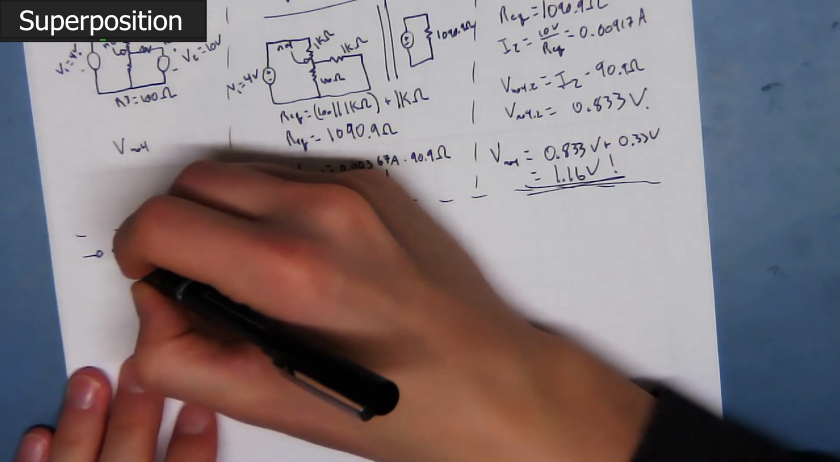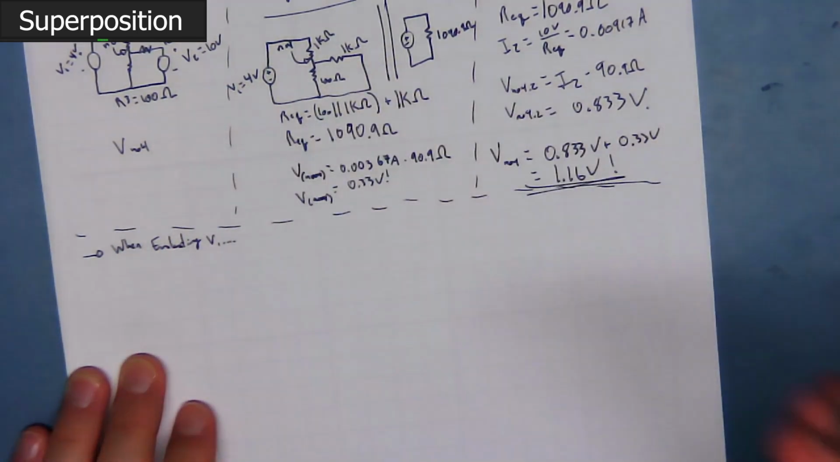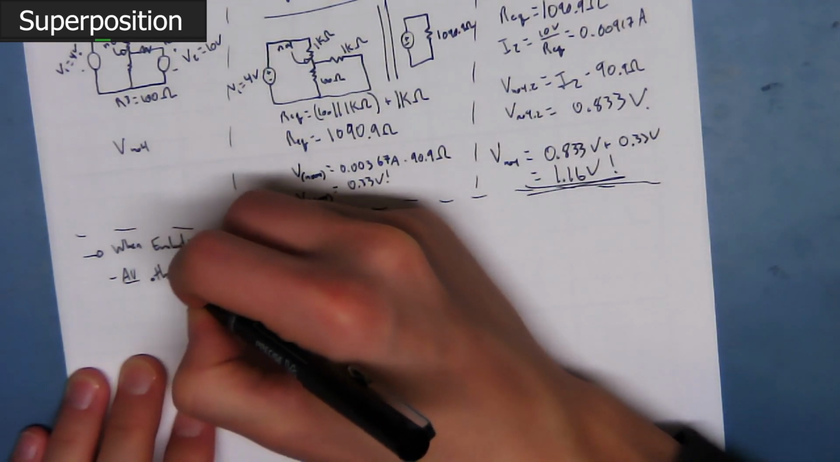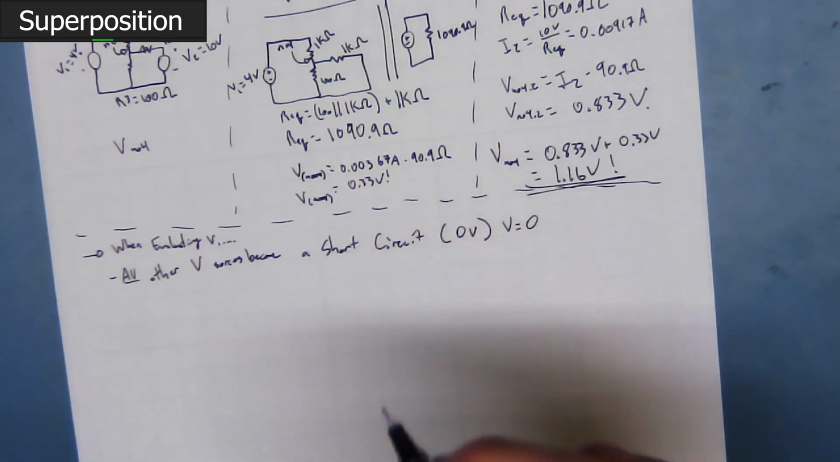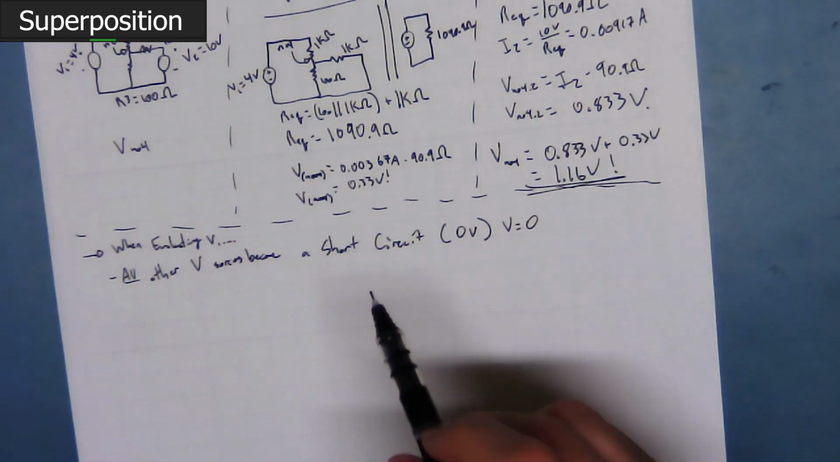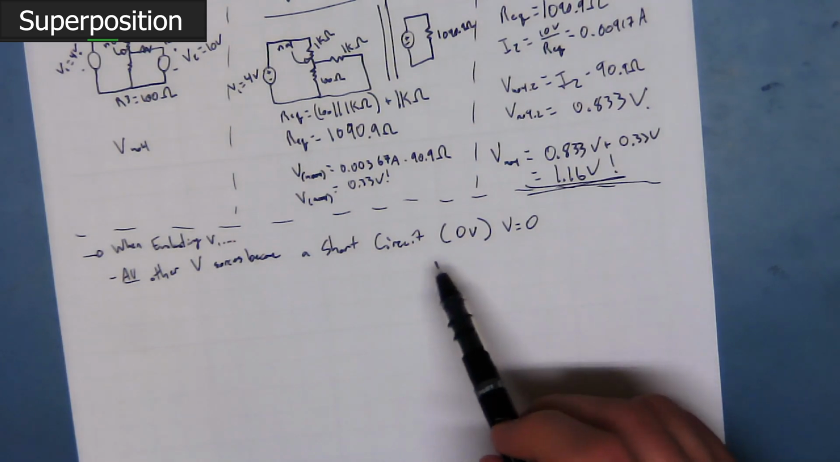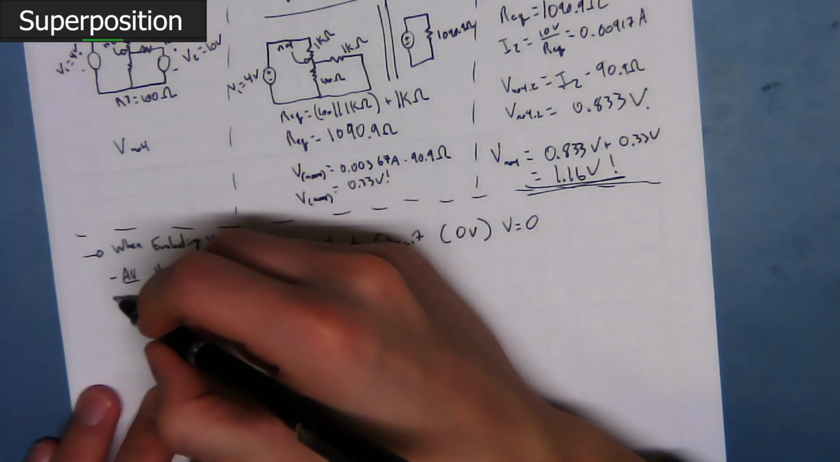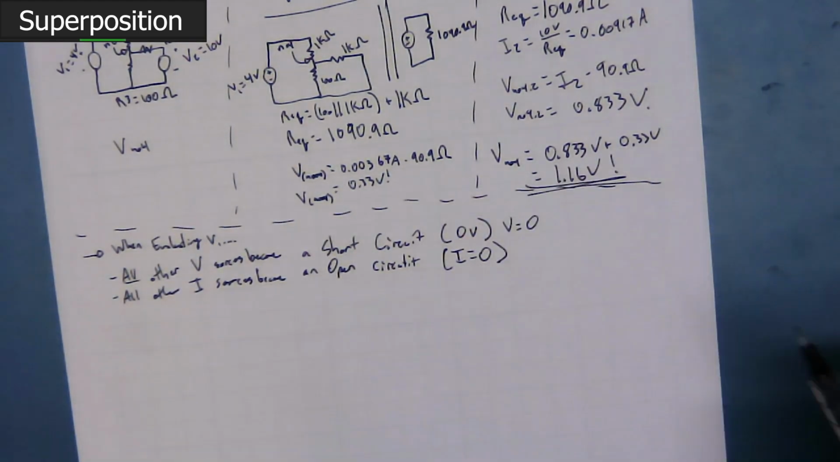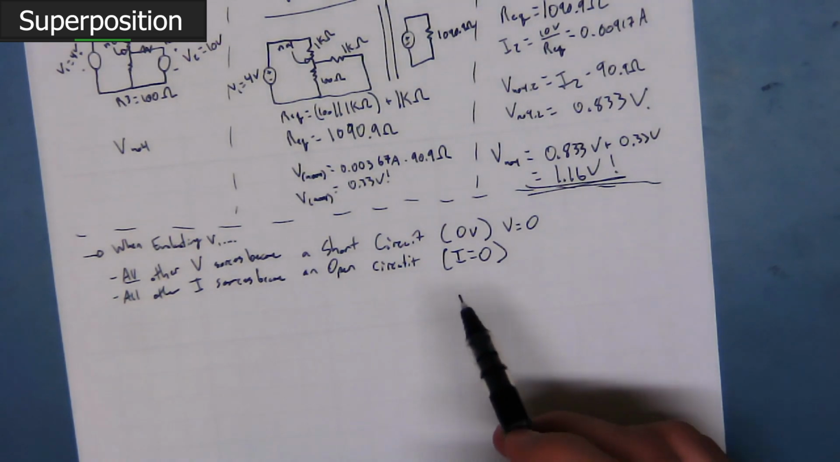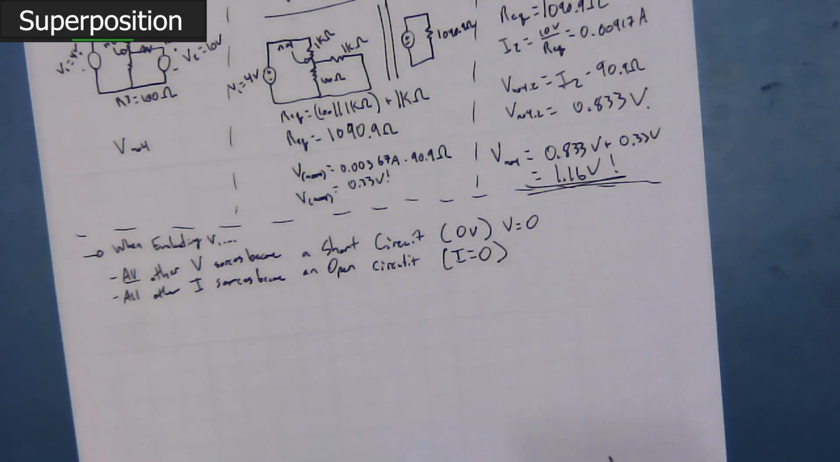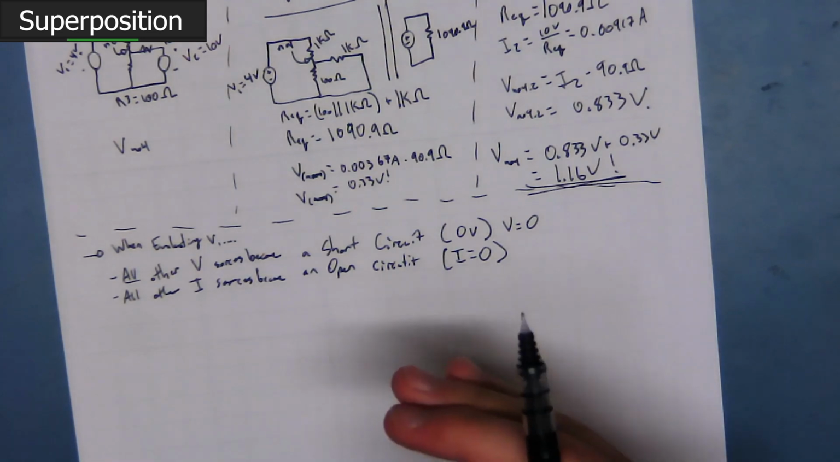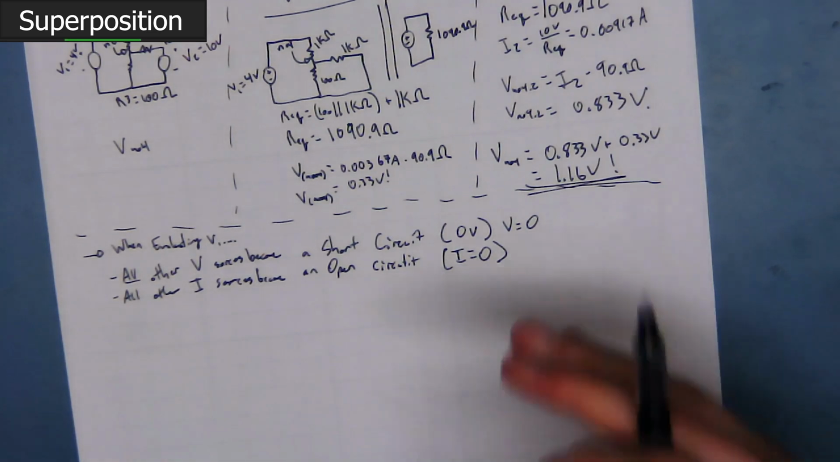So for superposition, when we're evaluating V1, all other voltage sources are analyzed as if they were a short circuit. So there's 0 volts across it, or V equals 0. And all other current sources become an open circuit. So current equals 0, right? Basically, we're eliminating every other source from the circuit. Current sources have no effect. Voltage sources have no effect.